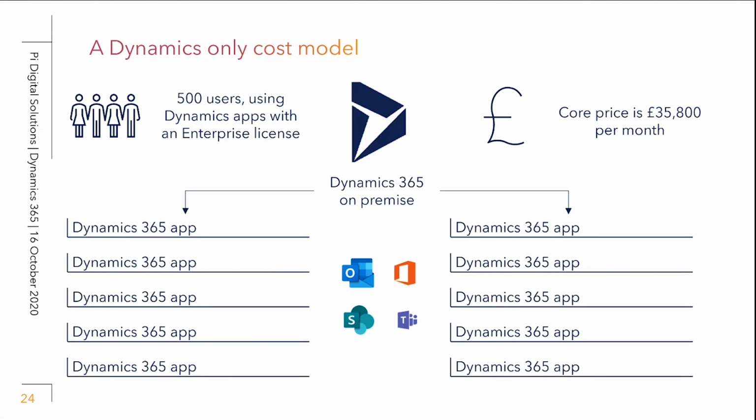So just to put this in a really clear example, in this organization, let's call it Contoso, you've got 500 different users. This is where we start off. There's 10 different applications split evenly, let's say 50 each, and all using Dynamics apps. So the core price there, I know it differs depending on your agreements, but the list price there is 35,800 per month.